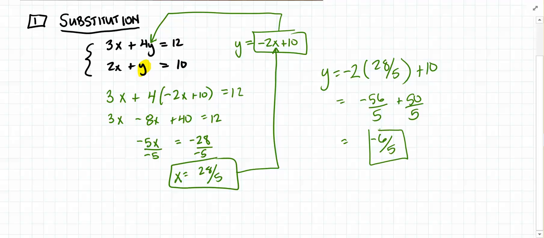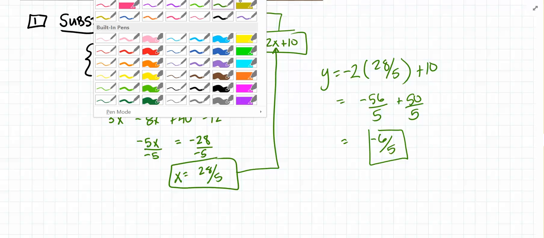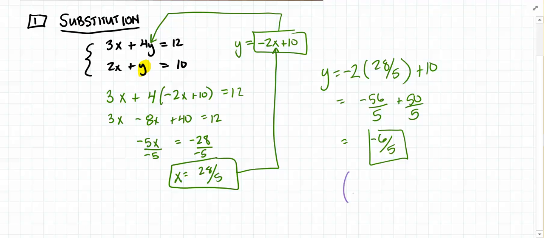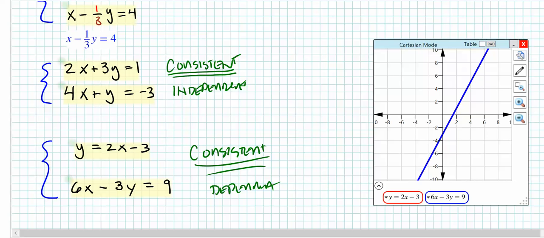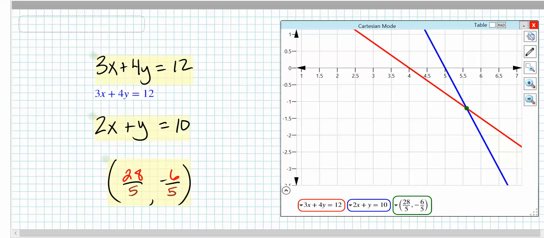So the solution to my system would be the x value of 28 fifths and the y value of negative 6 fifths. Whoops, that should be a 5. Okay? Now check this out. I actually did this one, I think right here. And look, there it is. 28 fifths and negative 6 fifths. And we could see exactly the little green dot is the solution here.